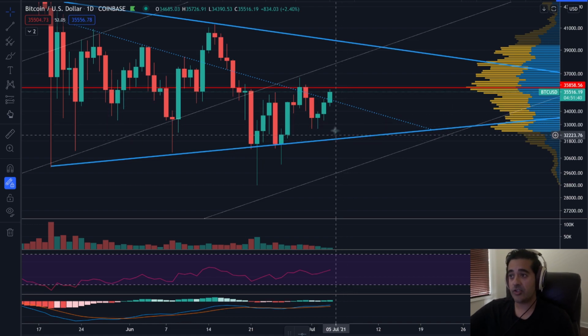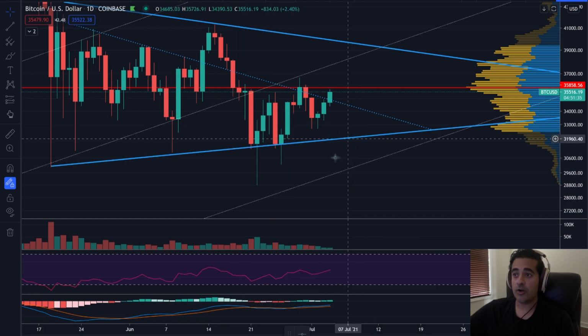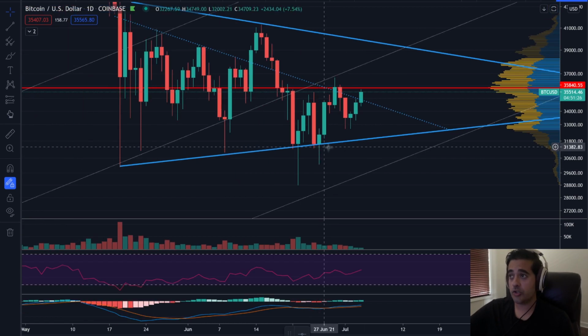So 32,000 should be a relative bottom at that point, because we have been putting in higher lows since we dropped down to around 28,000 about a week or two ago. Okay, so that's the very, very short term. Those are the numbers you want to look at.